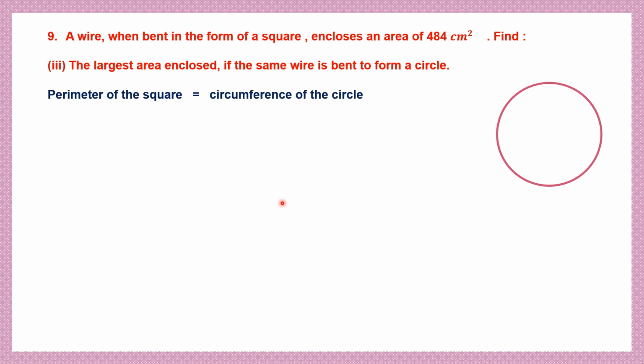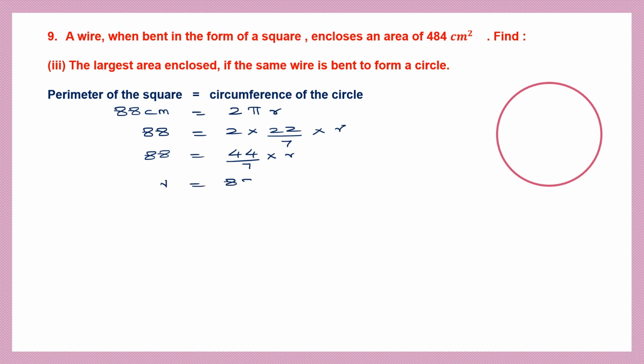Let's remember that perimeter of the square and the circumference of the circle are the same. Okay, so that means we have already found the perimeter of the square, isn't it? And that was 88 centimeters, and that is equal to the circumference, which is 2 pi r. From this, we can find r and then find the area. So let's continue. So 88 centimeters is equal to 2 into 22 by 7 into the radius. That means 88 is equal to 44 by 7 into the radius. So if we have to find radius, we say 88 divided by 44 by 7.